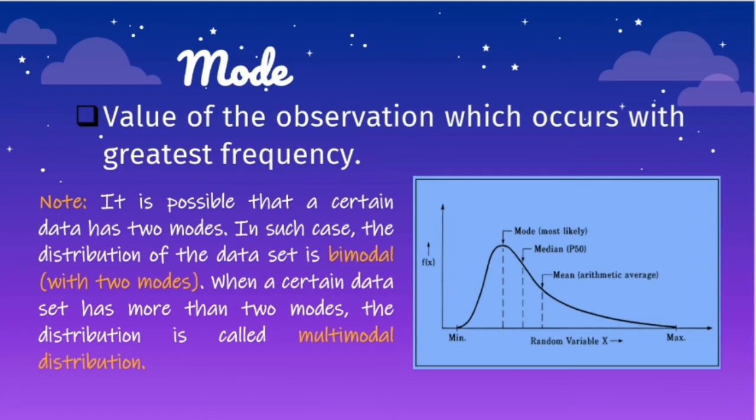Mode is the value of the observation which occurs with the greatest frequency. So, the most frequent. Note, it is possible that a certain data set has two modes. In such case, the distribution of the data set is called bimodal because we have two modes. When a certain data set has more than two modes, the distribution is called a multimodal distribution. It is also possible that there is no mode in our data set.